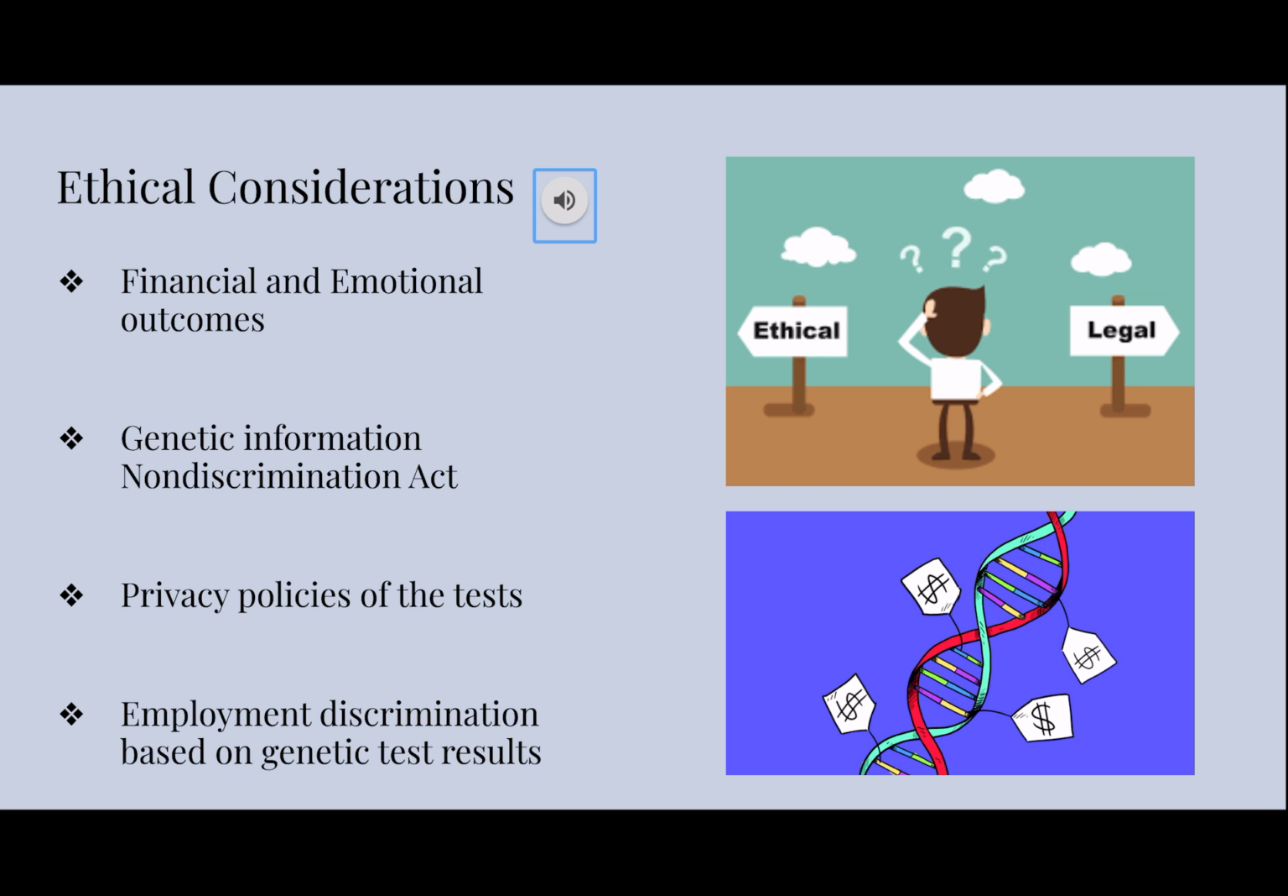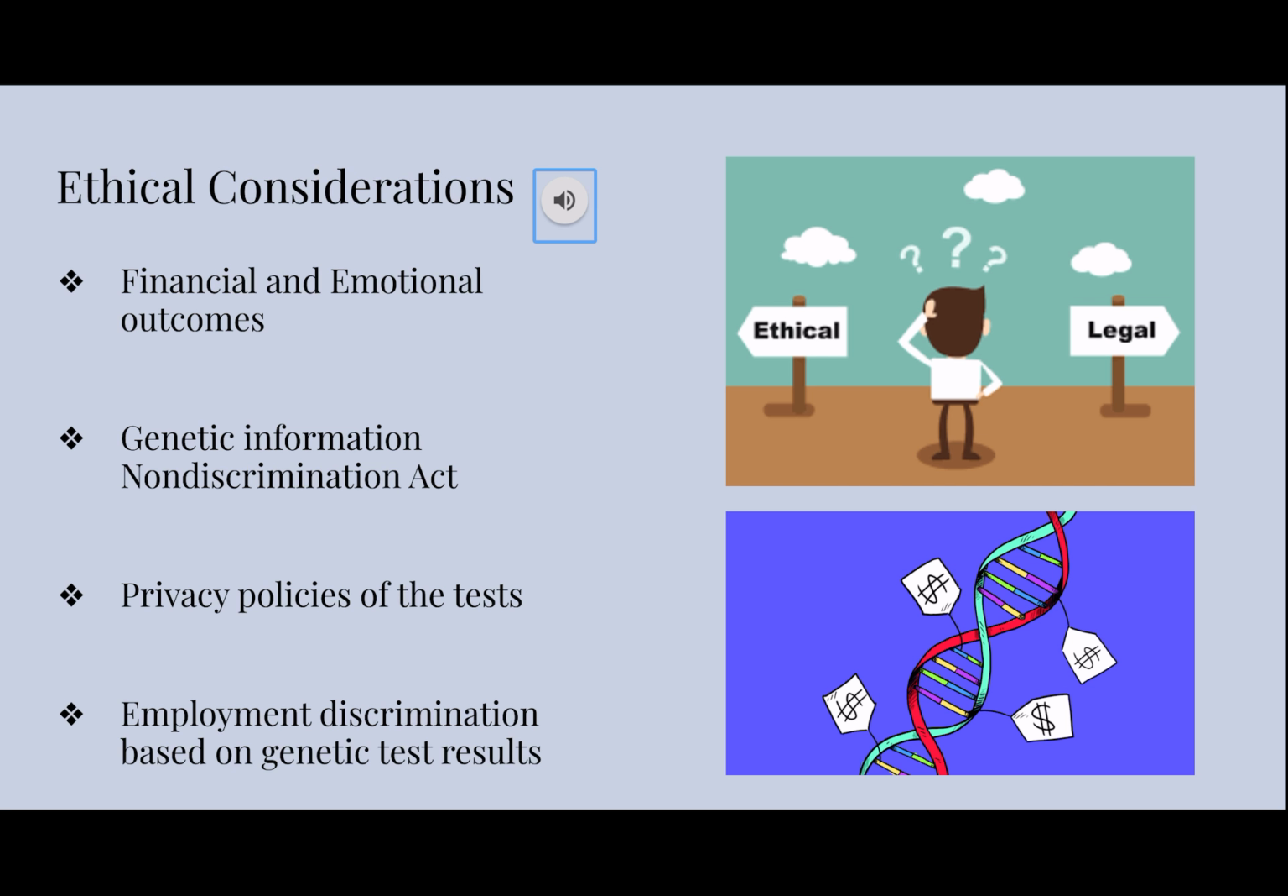Accountability Act and the Genetic Information Non-Discrimination Act, or GINA for short. GINA prevents medical insurers from raising rates or dropping coverage based on genetic test results. Another huge concern is employment discrimination based on genetic testing. This is also covered by GINA.